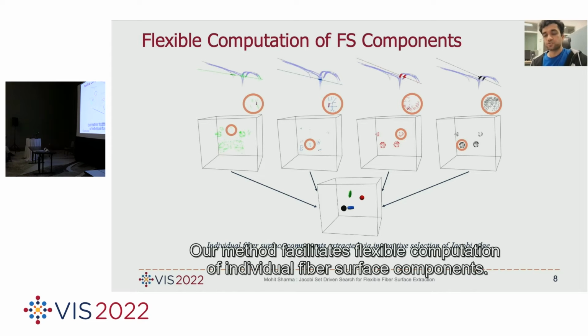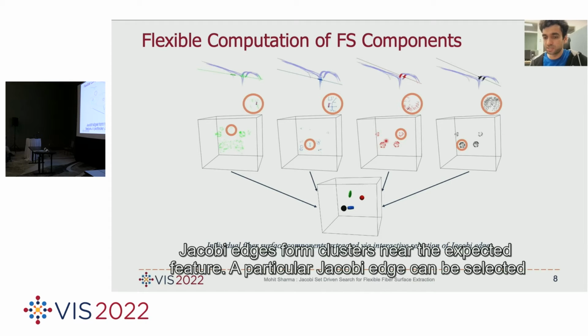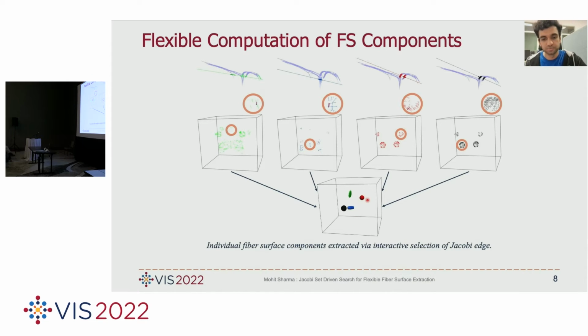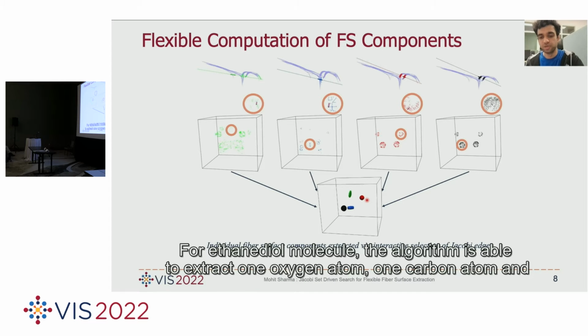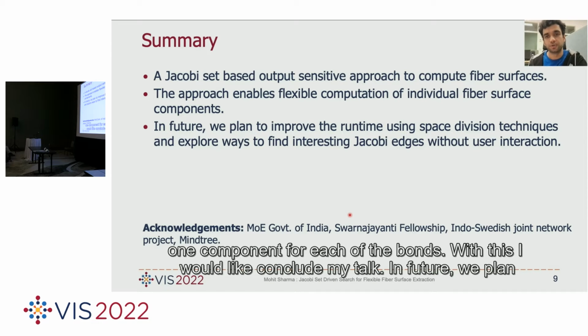Our method facilitates flexible computation of individual fiber surface components. The intersected Jacobi edges can be visualized within the domain. Interestingly, the intersecting Jacobi edges form clusters near the expected feature. A particular Jacobi edge can be selected interactively from a cluster to extract the corresponding fiber surface component. For ethane diol molecule, the algorithm is able to extract one oxygen atom, one carbon atom, and one component for each of the bonds. With this, I would like to conclude my talk.